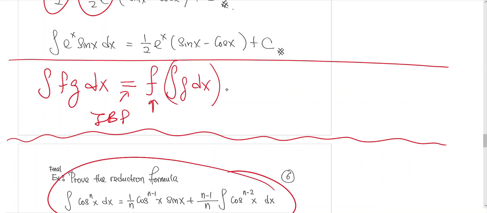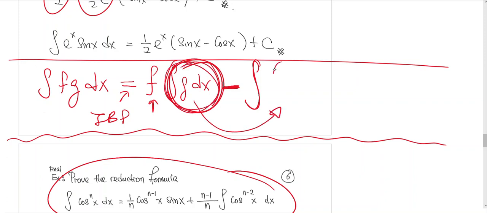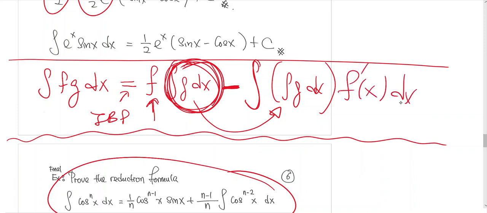Then always put a minus, always put an integral sign, and whatever you found right here, you copy and paste. This is what we've been doing. And then the one that you left behind, this is the one that you differentiate. And that is my version of the formula for integration by parts.